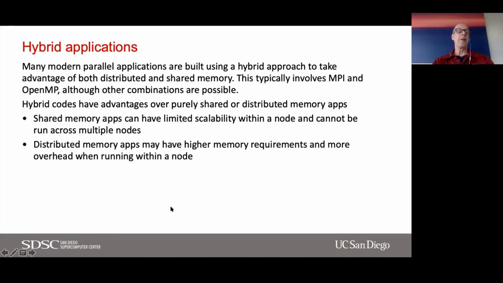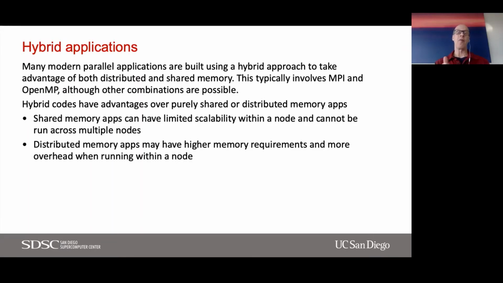All right, so I mentioned this earlier, that we can also have hybrid applications. And we're seeing that a lot of modern parallel applications are built using a hybrid approach to take advantage of both distributed and shared memory. And you can see why you might want to do this. First of all, if you have a purely threaded application, say parallelized using only OpenMP, you're going to be restricted in how far you can scale. You're only going to be able to run within a compute node.